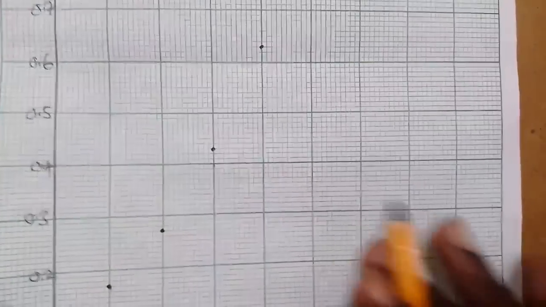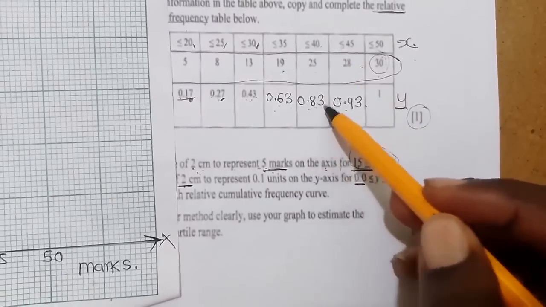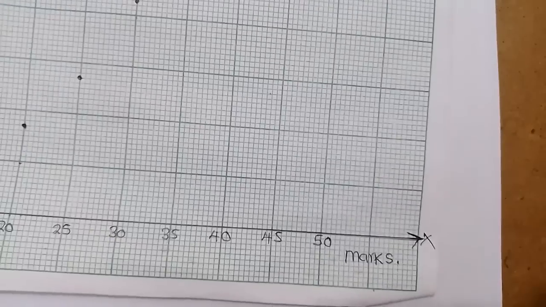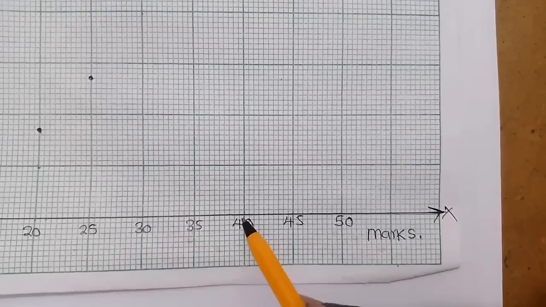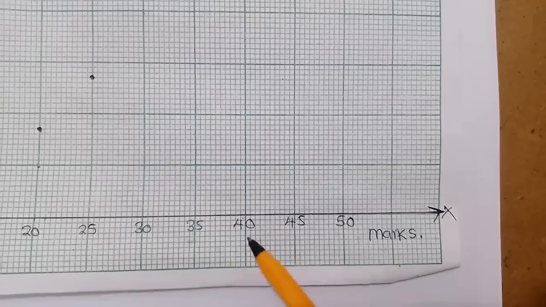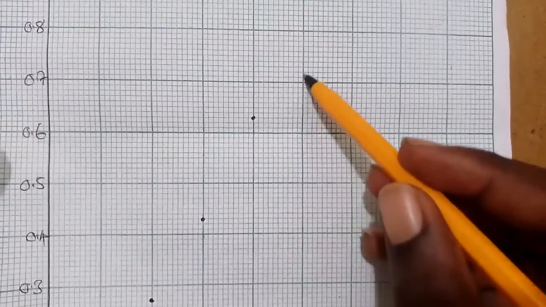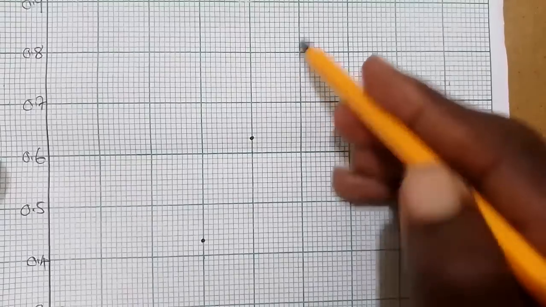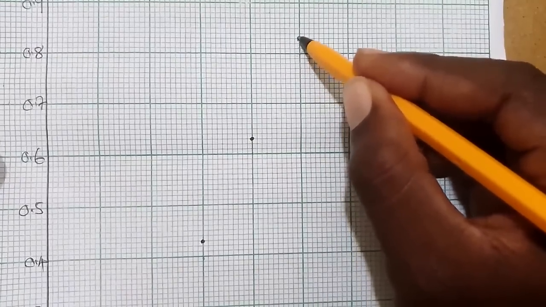Have you seen? I go to what? I move to 40. 40, what is 0.83. 0.8. 40. Where's my 40? My 40 is here. 0.83. 0.8 is here on this line. Then I count 3 small boxes: 1, 2, 3. Have you seen? So the last number is telling you the number of boxes that you need to count.